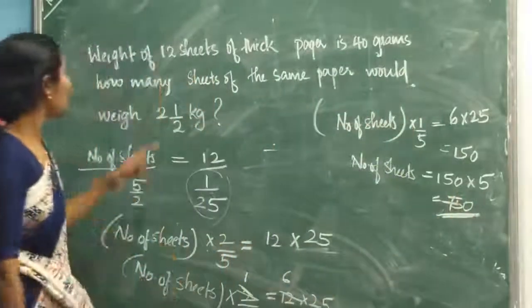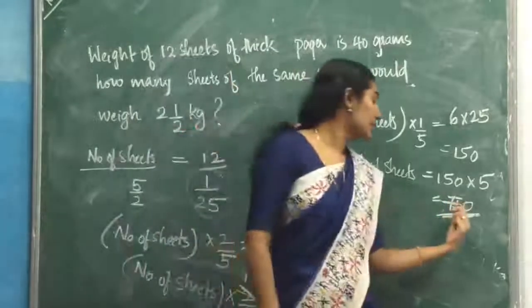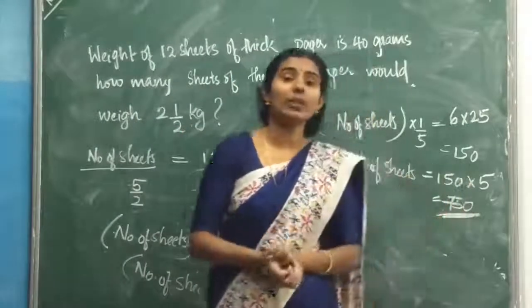750. So for 2.5 kilogram of weight, how many sheets of paper are there? 750 sheets of paper.